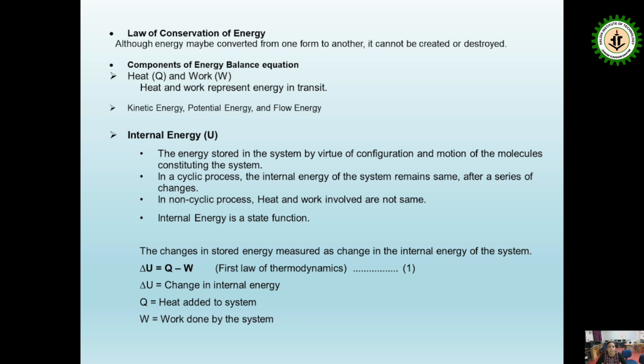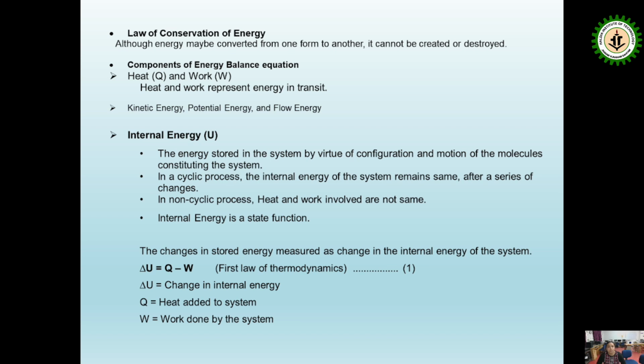Now we will discuss the components of the energy balance equation. The primary components of energy balance equations are heat and work. Energy expended in the form of work. Further, mechanical work is converted to heat energy, which is measured by the increase in temperature. And heat and work represent energy in transit. Then the important components of the energy balance equation are kinetic energy, potential energy and flow energy.